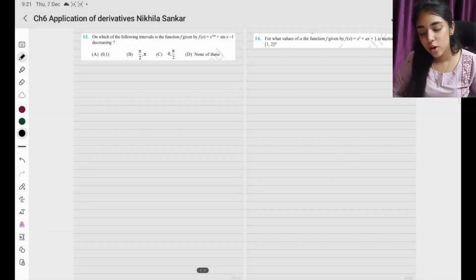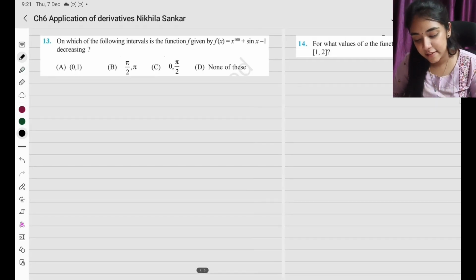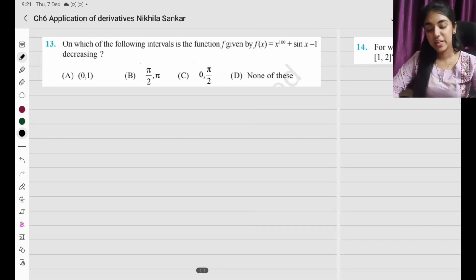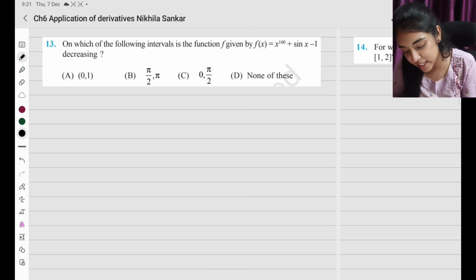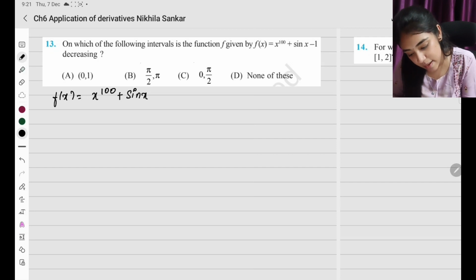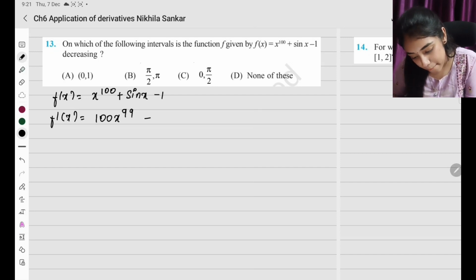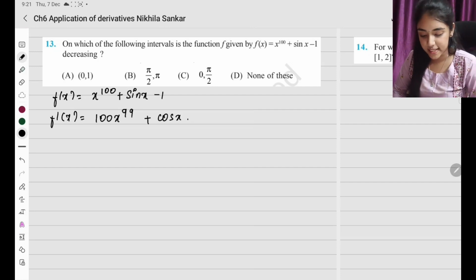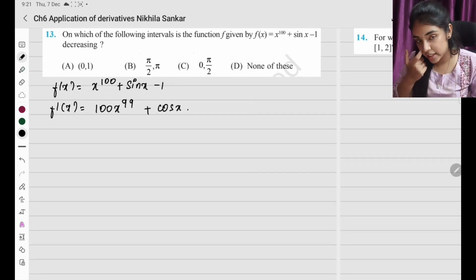Question number 13. On which of the following intervals is the given function going to be decreasing? So I have f of x equals x to the 100 plus sin x minus 1. So I have f dash of x equals 100 x to the 99 plus cos x, since the derivative of sin is cos x. We have to look for which interval is going to satisfy the condition.